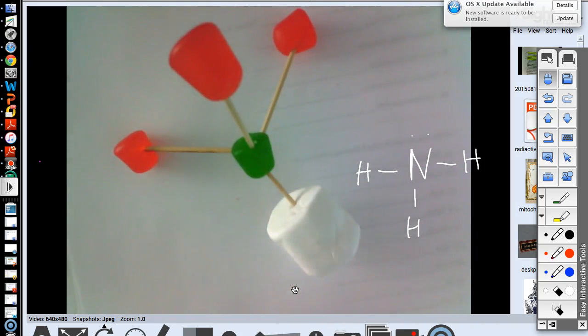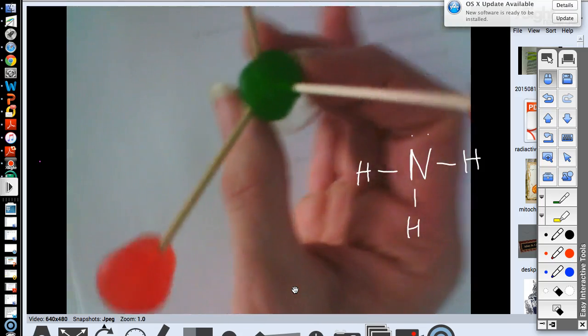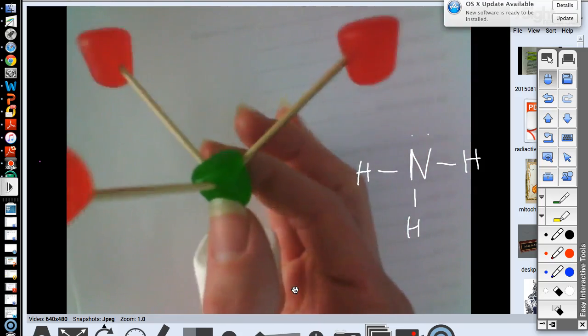That's very pretty. So this is trigonal pyramidal. So there's the triangle. Okay, so let's just do it like the last one, except it has a marshmallow on the top.